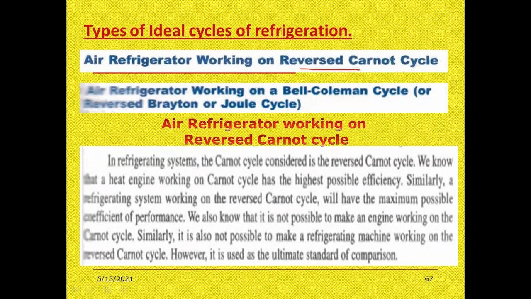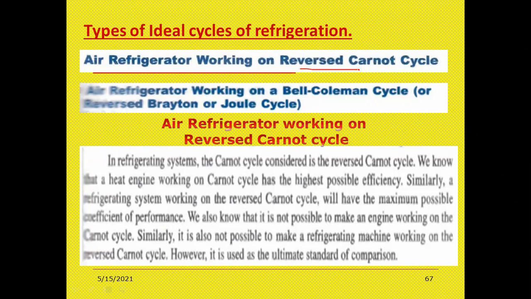The first type is an air refrigerator working on reversed Carnot cycle. The second one is air refrigerator working on Bell-Coleman cycle, or reversed Brayton cycle, or Joule cycle. So these are the ideal cycles of refrigeration system. These are used depending upon the application and the climatic condition, right? So we will discuss the types in detail.